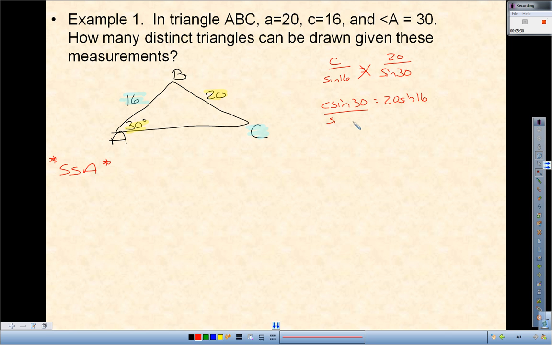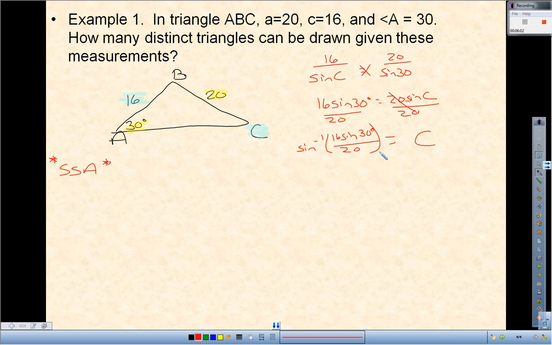To solve this for angle C, let me regroup that. That should be 16 over sine of C. All right, so let me try that again. Cross multiply, get 16 sine of 30 degrees equals 20 sine of C. I'm going to divide by 20, and since I'm trying to find angle C, I know I'm going to have to do sine inverse. So sine inverse of 16 sine of 30 degrees over 20.